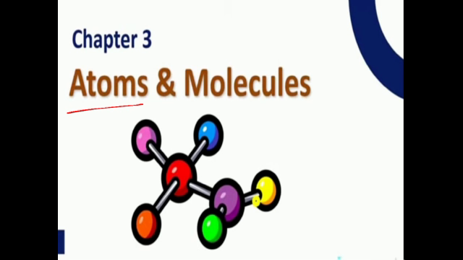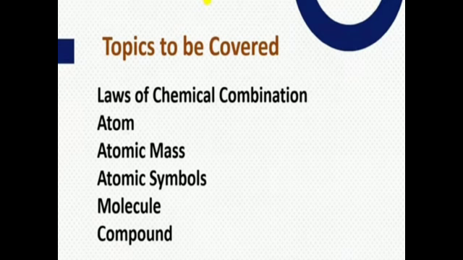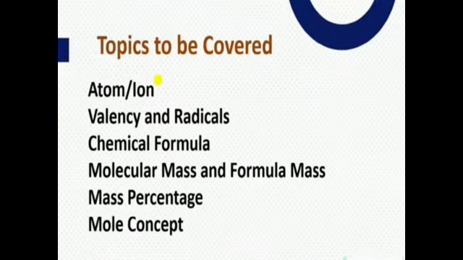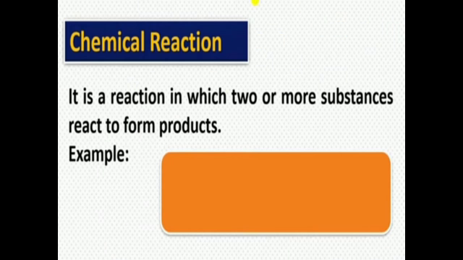Antoine Lavoisier laid the foundation of chemical sciences by establishing two important laws of chemical combination. So this was the basic introduction about atoms and molecules, how these atoms were formed and recognized. The topics we are going to cover in this chapter are laws of chemical combination, atom, atomic mass, atomic symbols, molecule, compound, atom or ion, valency and radicals, chemical formula, molecular mass and formula mass percentage, and mole concept.